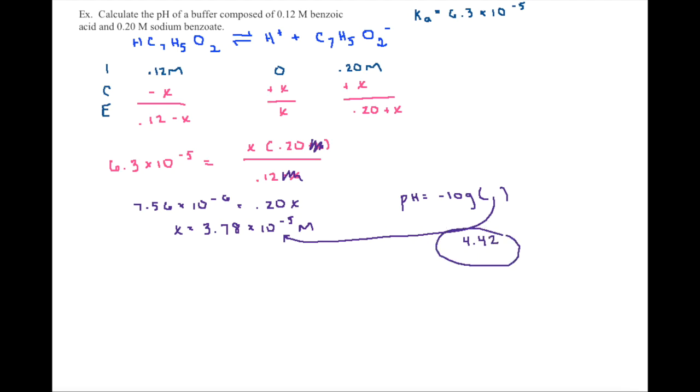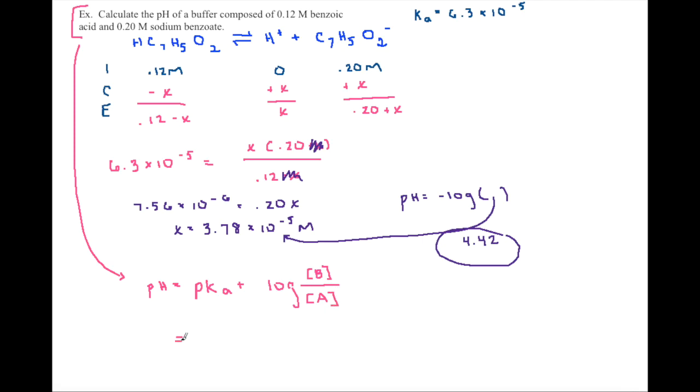Now the other way of doing this: I agree that I'm not at equilibrium with this problem, but since we ignored the change in X, the change in concentration for these two, I can assume that my initial concentrations for my acid and its conjugate base are the same as the equilibrium. So the equilibrium concentration and the initial concentration are the same. So I can actually just use the Henderson-Hasselbalch equation. So the Henderson-Hasselbalch equation is pH equals pKa plus the log of your concentration of your base divided by the concentration of your acid.